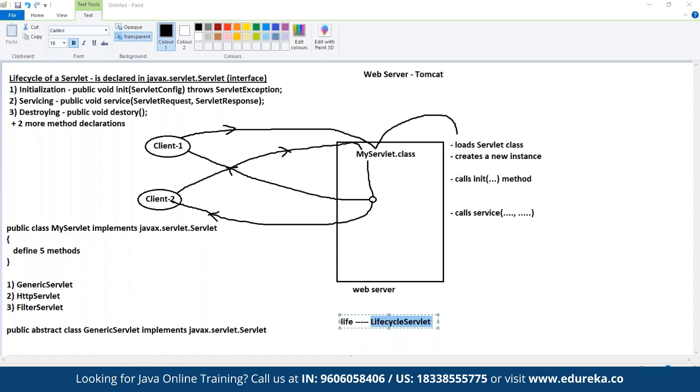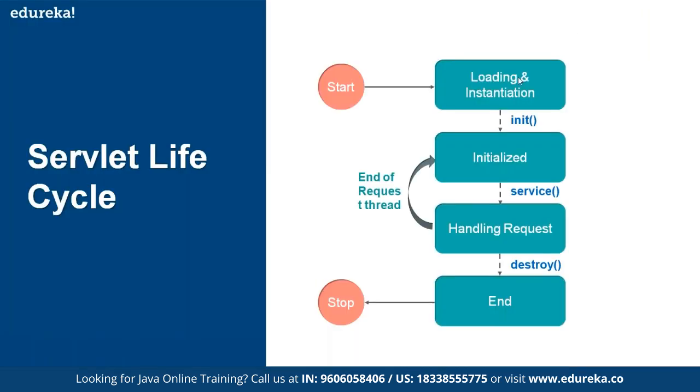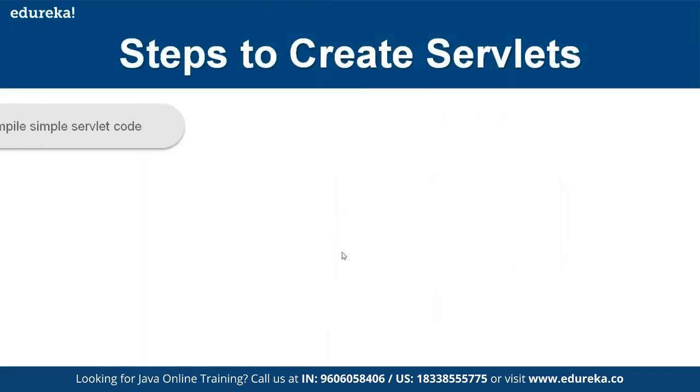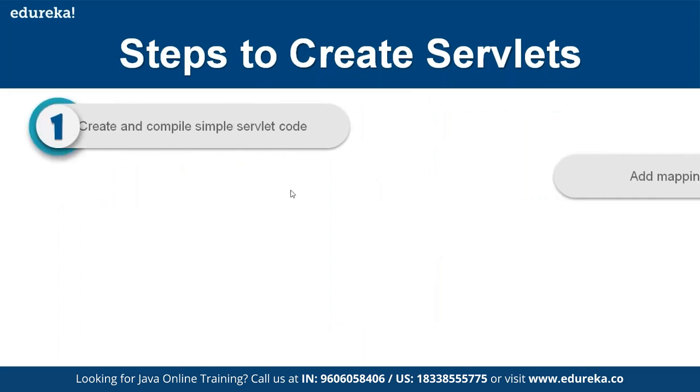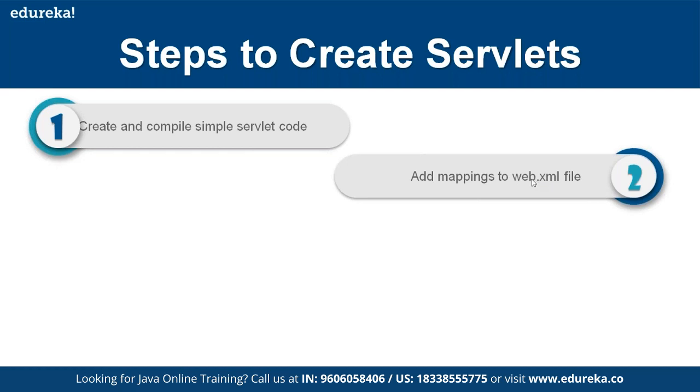So how can you tell that? For that purpose, we use something called web.xml. So we see in the lifecycle: init, service, destroy. Steps to create the servlet: create and compile a simple servlet code, add mappings to web.xml. This is called the web deployment descriptor file. This is actually an old way of implementing the code, based on Servlet 2.5. In the new version, there is no need of web.xml; directly through annotations we can do it. Remember, we can do it through annotations also.